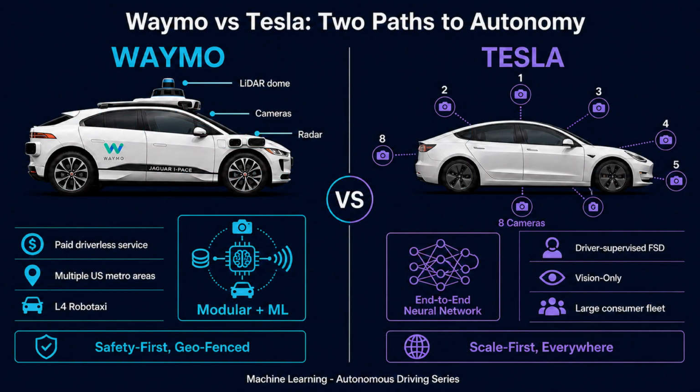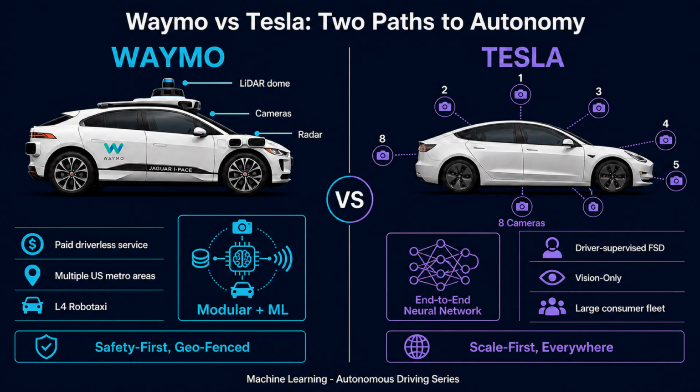Waymo and Tesla represent two fundamentally different philosophies in autonomous driving. Waymo, born from Google's self-driving car project, takes a safety-first approach. Their vehicles use lidar, cameras, and radar for redundant sensing. They operate as Level 4 robotaxis in geofenced areas, serving paid driverless rides in several U.S. metro areas. Their modular architecture with machine learning components has been refined over more than a decade of development.